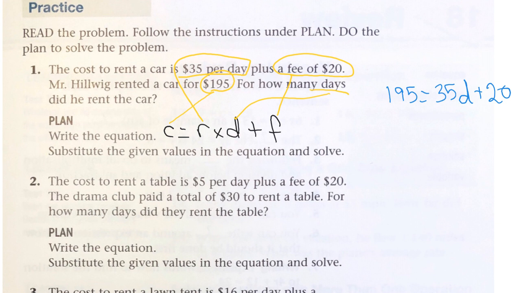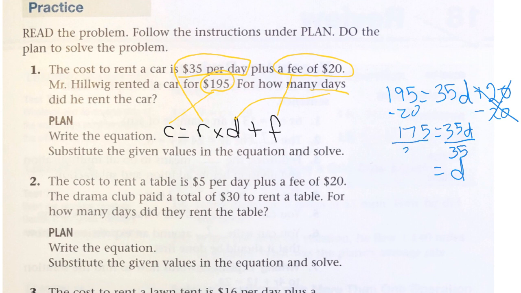Now, when we undo our equation steps, the first thing we need to do is undo the addition. So we're going to subtract 20 from both sides. That's our first step. So 195 minus 20 is 175. 35D, and then this part is just gone, canceled out. Now to undo multiplication, we divide. We can divide 35 by 35, and that would just give us 1D. You don't need to write a 1, you just write the D.